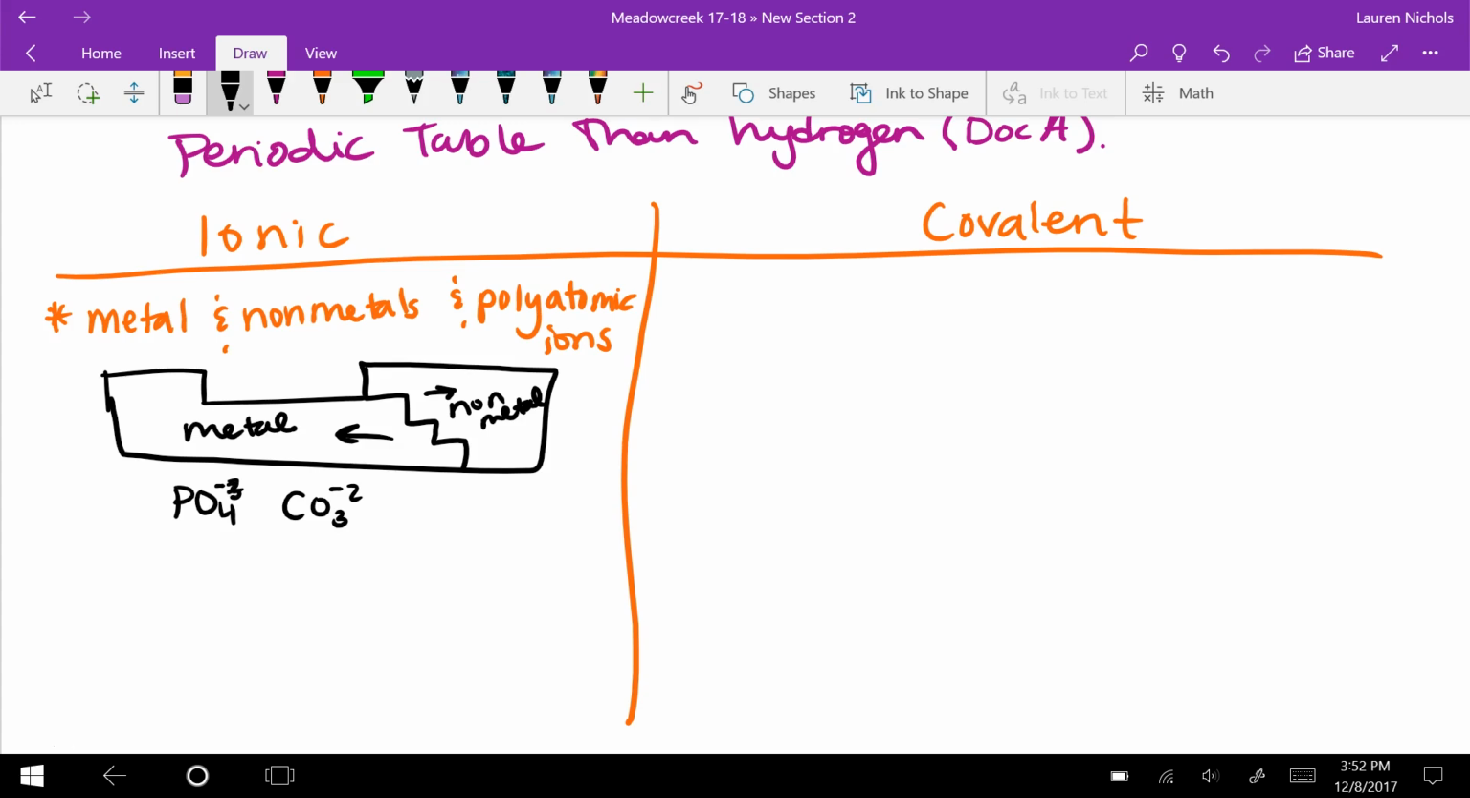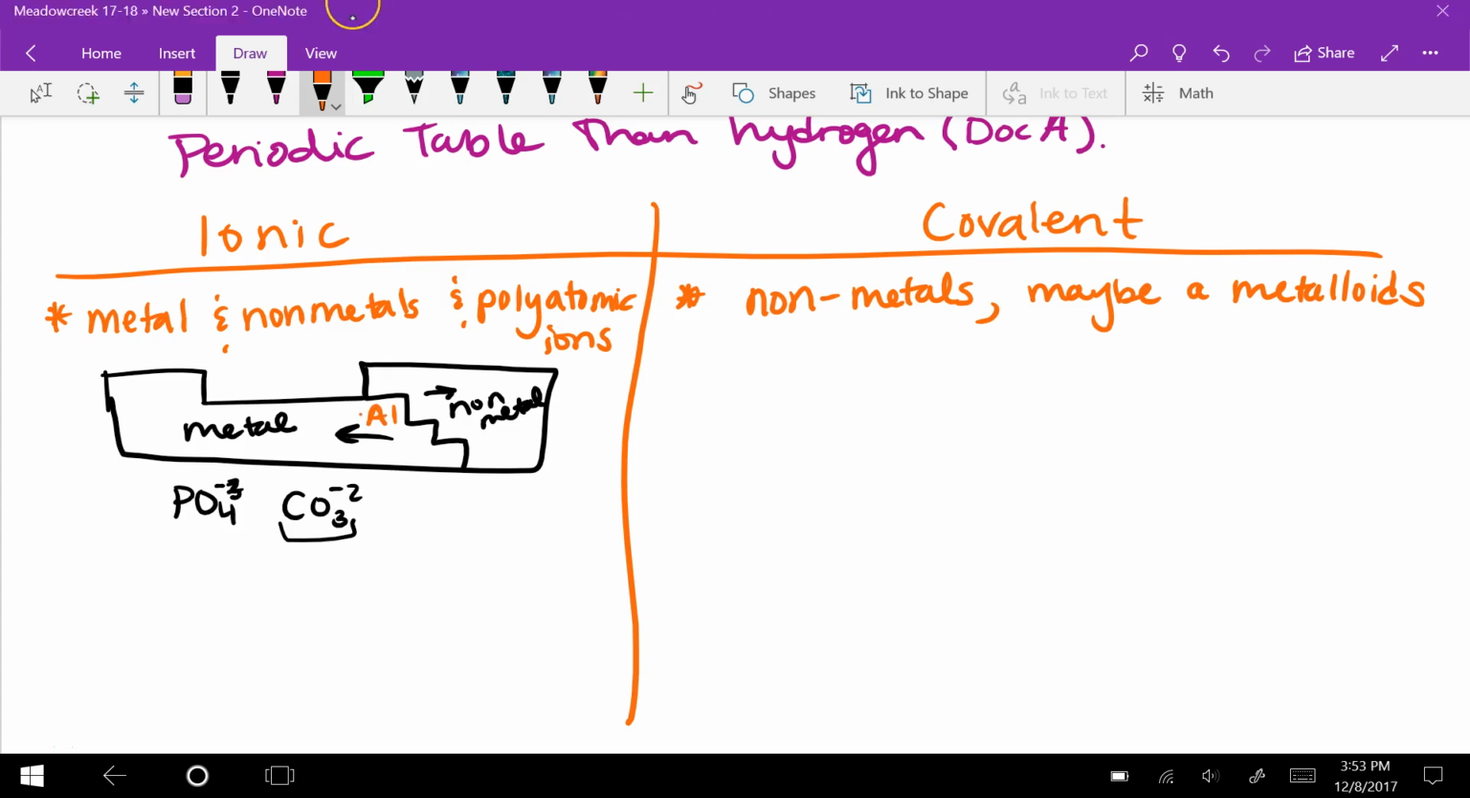All of these are polyatomic ions because you have many atoms combined together into one ion that acts as a unit. Covalent compounds are bonds between nonmetals only, although occasionally you might have a metalloid, which are the elements along the staircase. But remember that aluminum, which is on the staircase, is a metal. It is the exception to that rule.